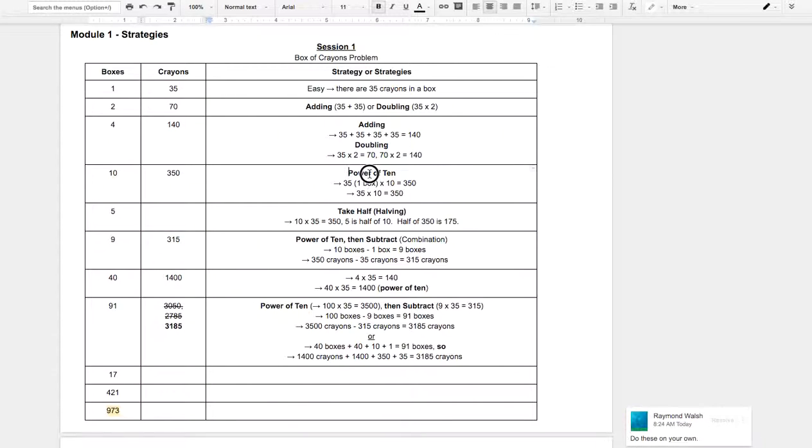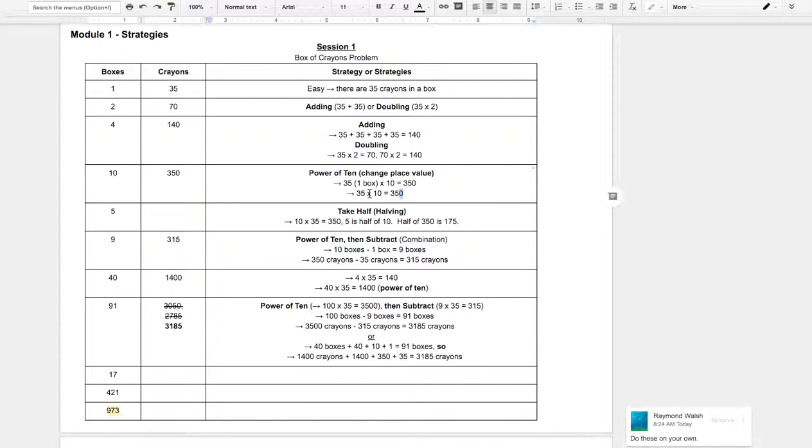Okay, I have 10 boxes and I want to know how many crayons. I use the power of 10 strategy. Power of 10 just means that you're putting a 0 at the end of the number. And what putting a 0 does is it changes the place value. So another thing we could say is change place value. What does that mean? So 35 crayons in one box times 10 boxes. So if I have one box, it's 35 crayons. If I have 10 boxes, so 1 times 10 is 10. So 35 times 10 is 350.